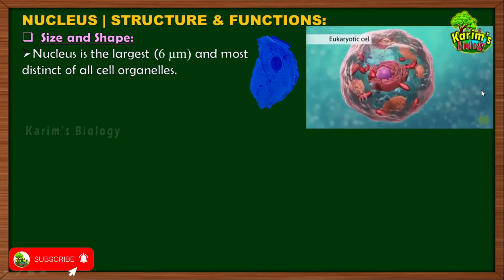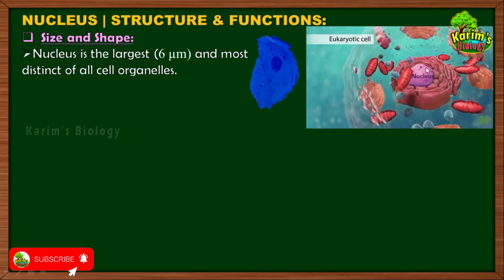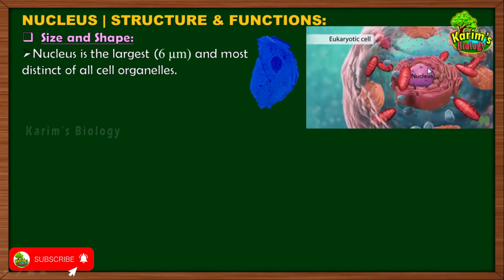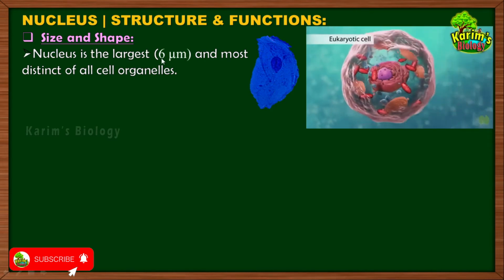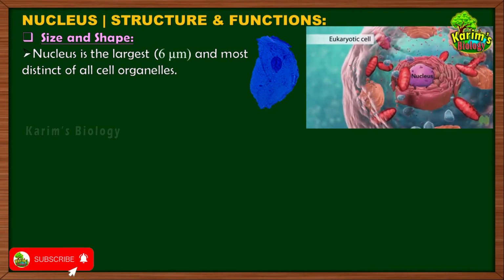Okay, and now just make a comparison between the size of the nucleus and other cell organelles. It is comparatively somewhat bigger, right? It is the largest, having a size of 6 micrometers. And of course, it is the most distinct of all cell organelles. Distinct in a sense that it is clearly visible.